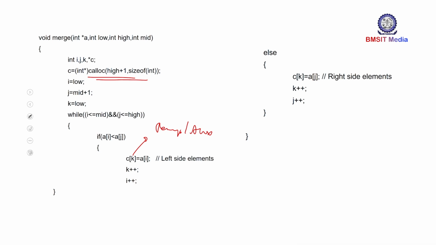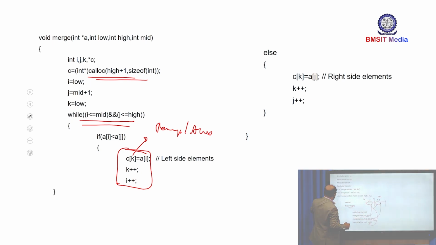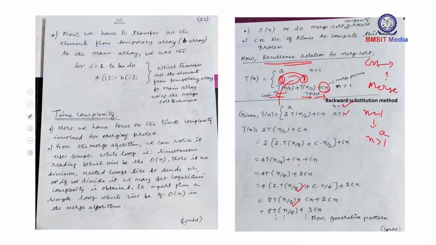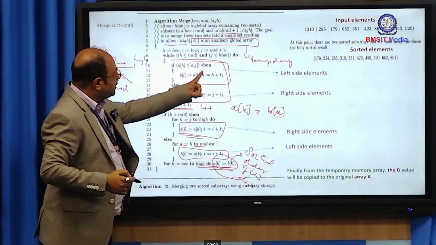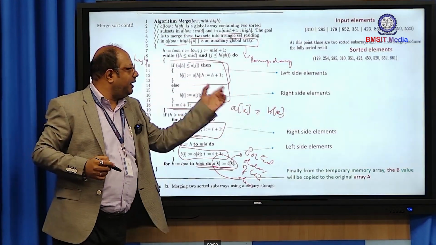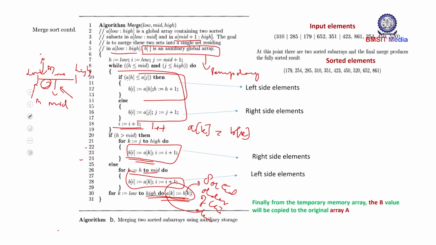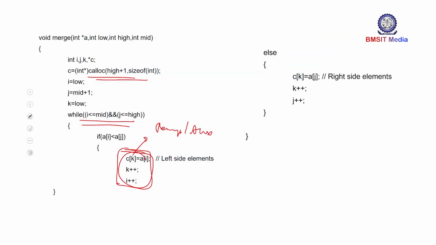Initially i is equal to low, j is equal to mid plus 1, k is equal to low. That's what this condition is: if i less than mid, i less than j, it means the left part of the elements we are going to sort. That's what this example is equivalent to. In programming we have used a different variable. Left part of the elements we are going to sort. That's what we have done here. Left part of element is done.